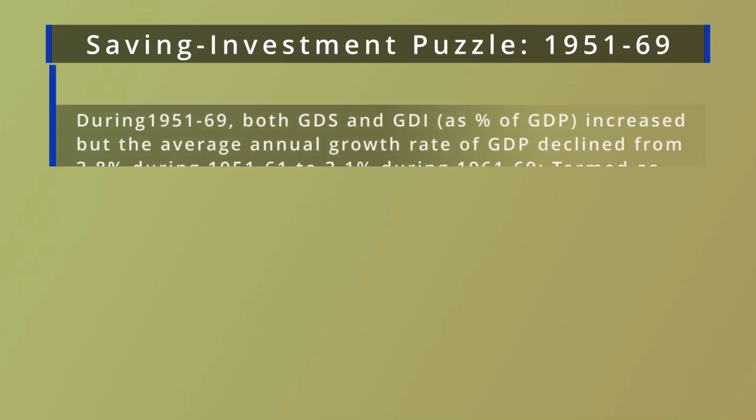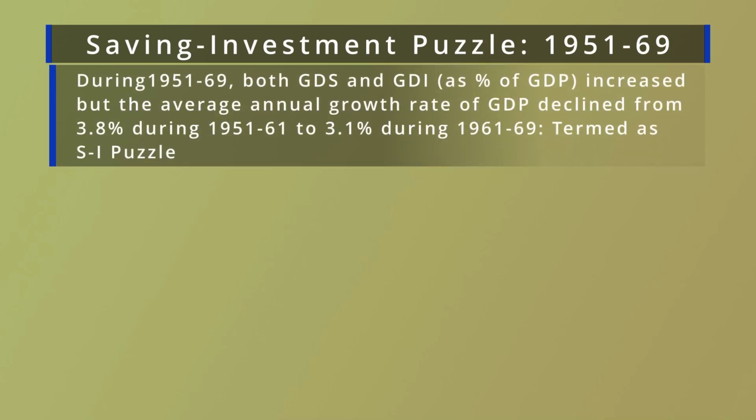So in this diagram, it becomes clear the difference between the public and the private sector's contribution towards the GDI in India. Now, coming to another very important aspect of the saving investment and the puzzle therein.